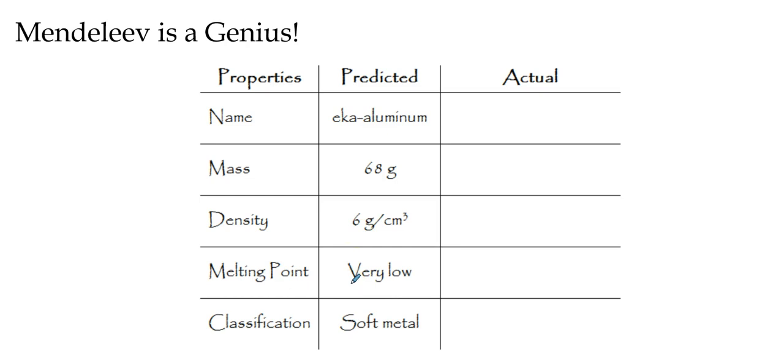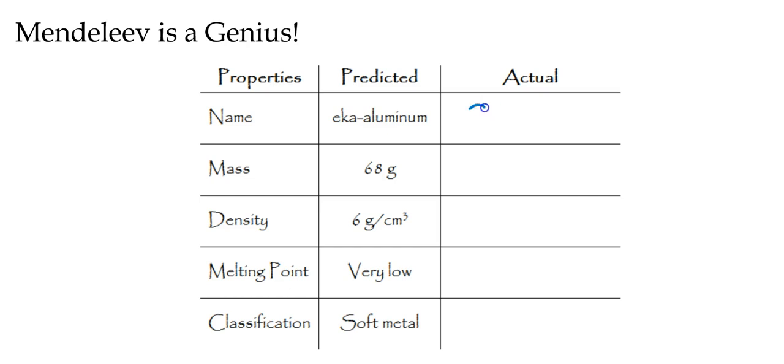So he went one step further than Newlands did, and he said, not only do we not know what all the elements are, but I can predict what those properties are based on the gaps in my table. So this is why Mendeleev gets the credit and not his graduate students, because he's the one that did all the heavy lifting on this.